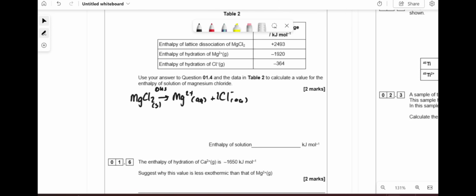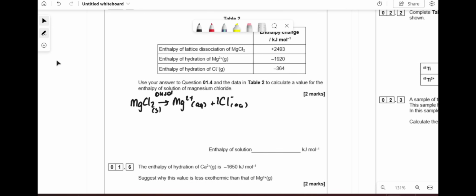That is the enthalpy of solution. Now we need to look at what they've given us. They've given us the lattice dissociation of MgCl2. So if we dissociate this, then we would end up with Mg2+ and 2Cl-, which are gaseous ions. So Mg2+ gas plus 2Cl- gas.